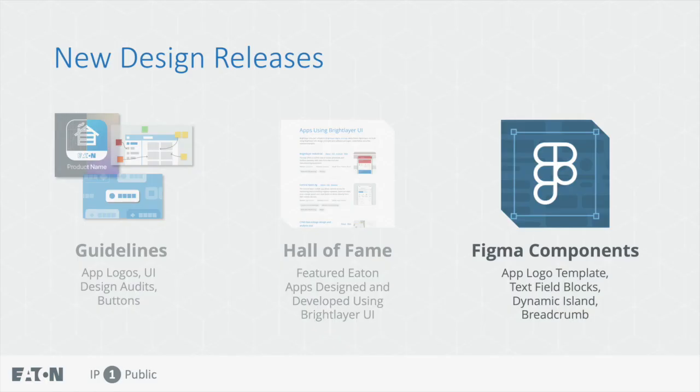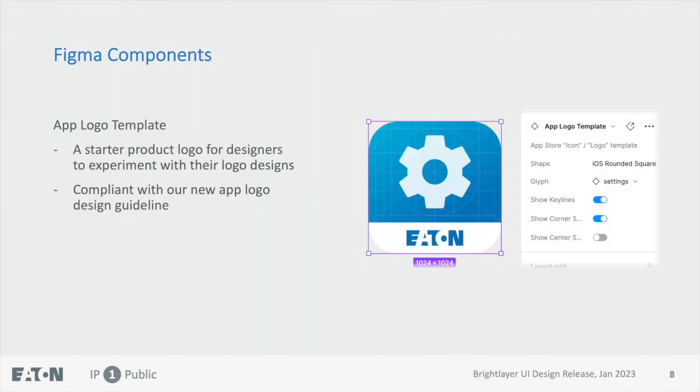And last, we have the Figma components. The first Figma component for today is the app logo template. This goes with the new app logo design guideline that we released earlier. It's a starter file for product logo designs for designers who are more comfortable with Figma to experiment with their logo designs. It is configured with Figma variants.